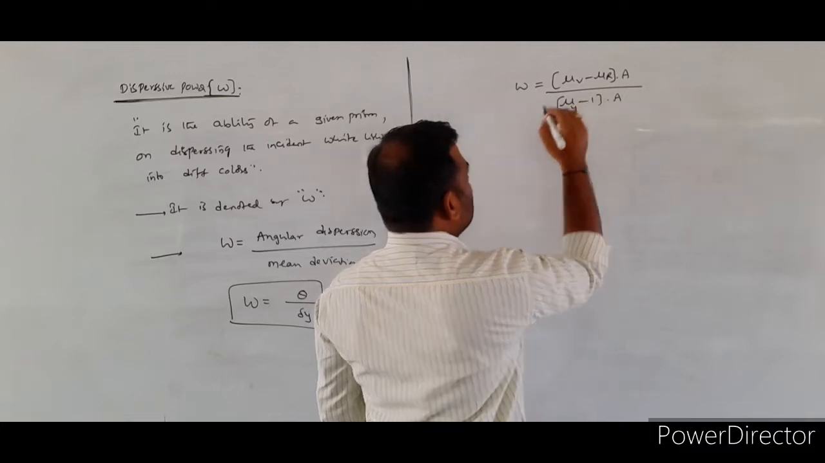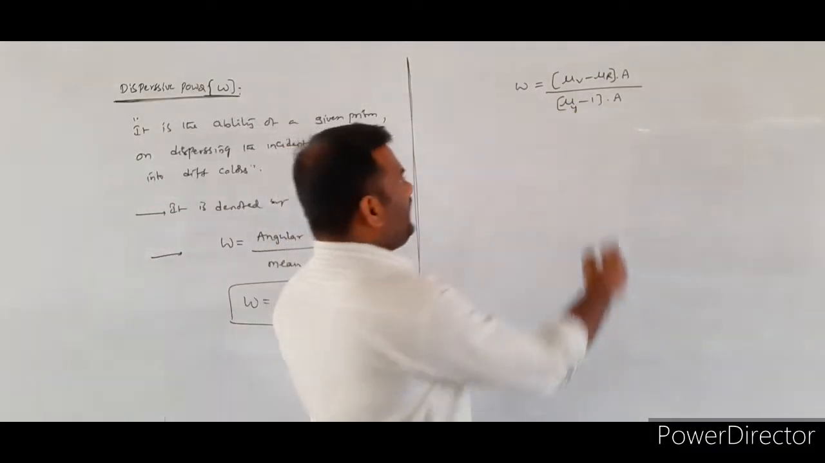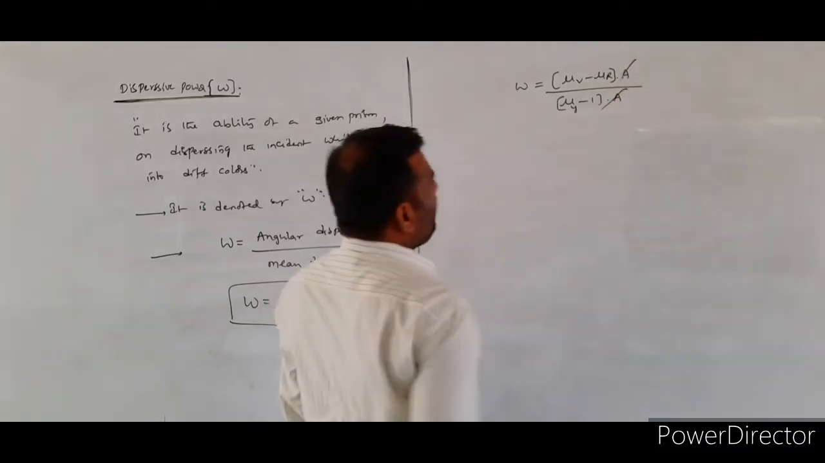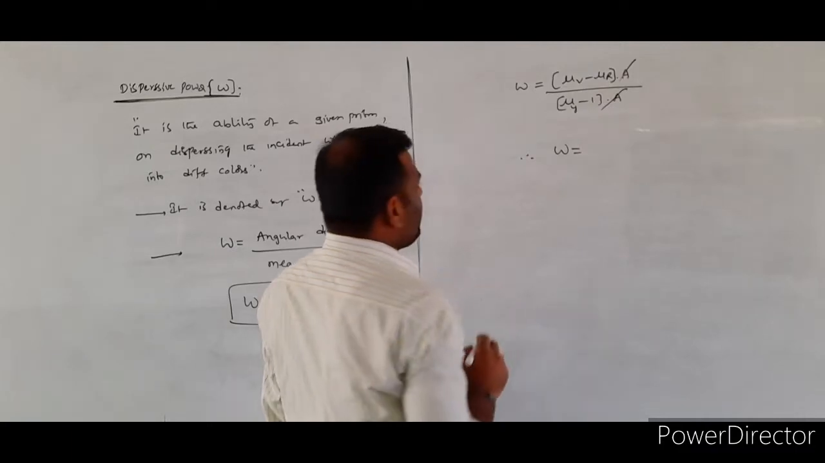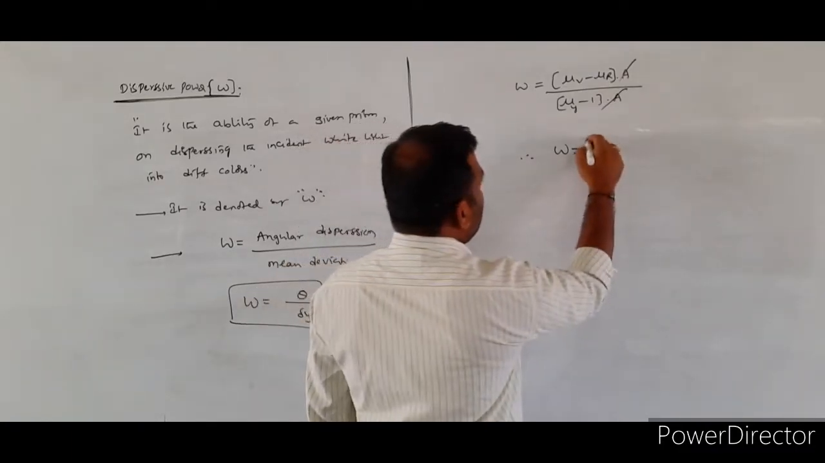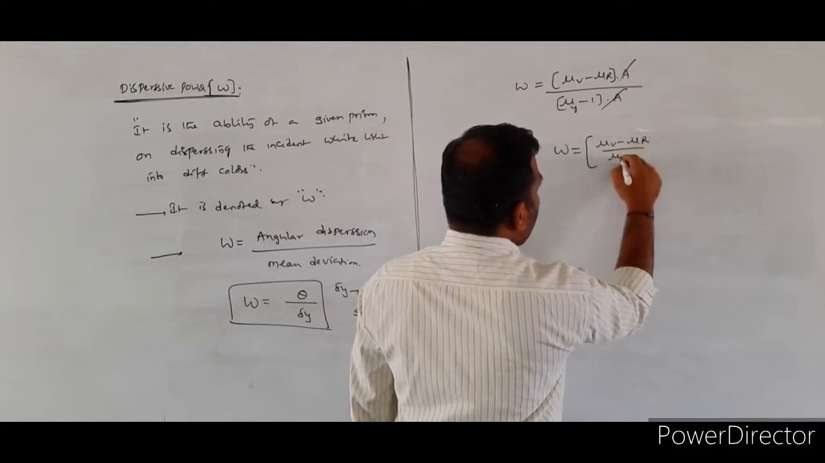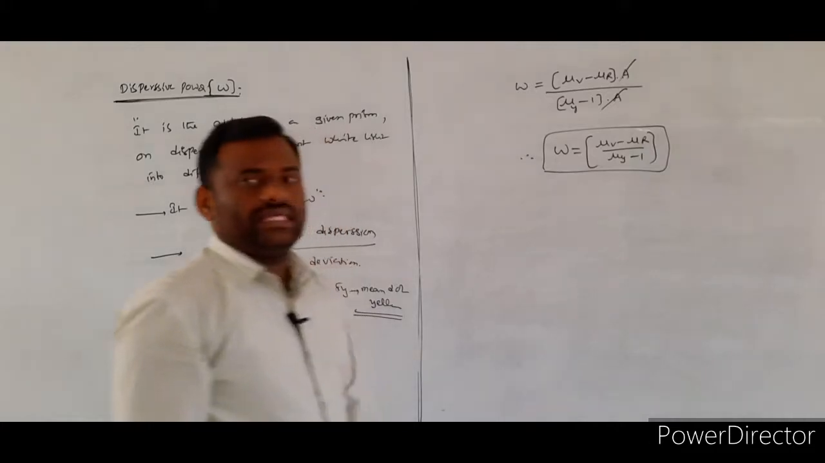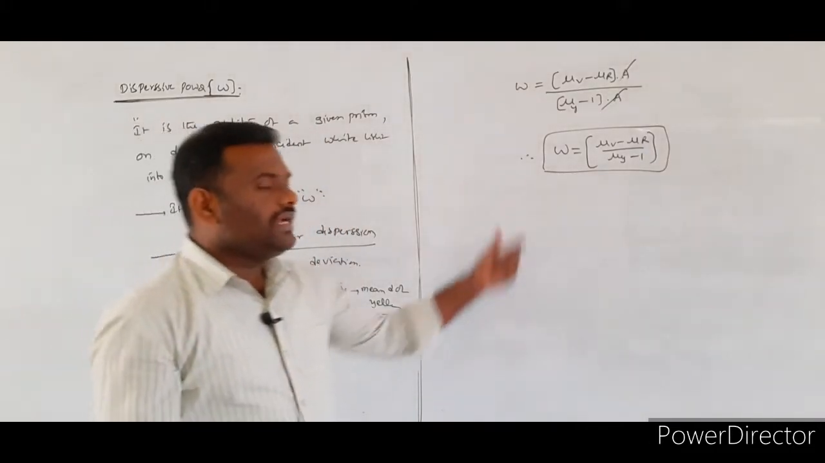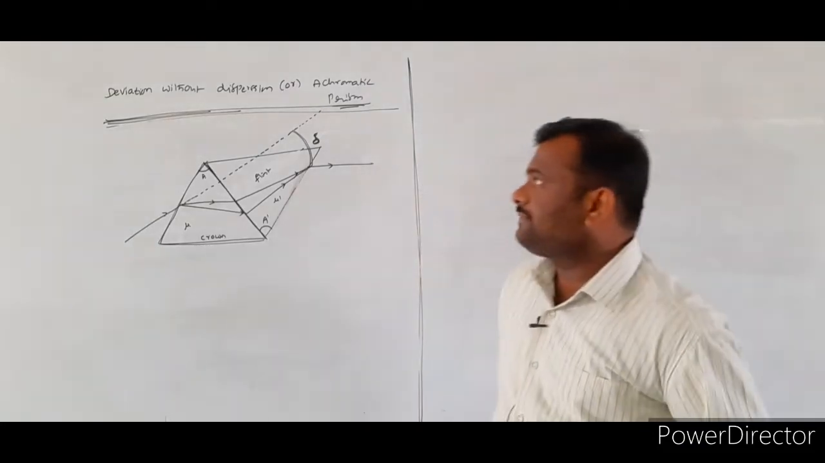Mean color means which color light do you consider here? Yellow color light will be considered here. The angle of the prism A will get cancelled. Therefore, dispersive power omega is equal to mu v minus mu r by mu minus 1. So this is the formula for the dispersive power.